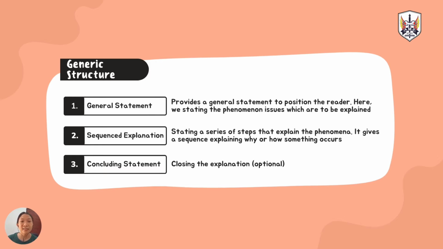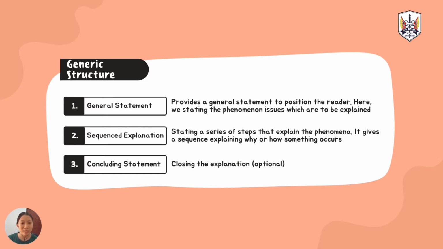After knowing the characteristics, let's move on to the generic structure. The first generic structure is general statement. It provides a general statement to position the reader. Here, we're stating the phenomena and issues which are to be explained. So it's okay to make it short, it's okay to make it simple, because here we just let others know what we are going to talk about.